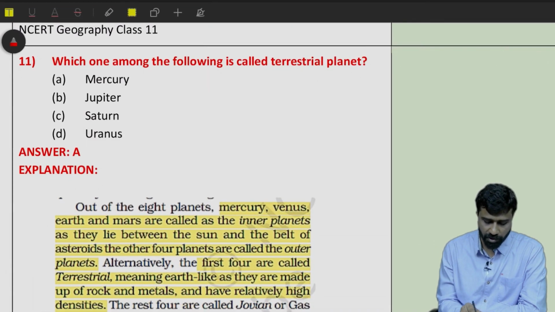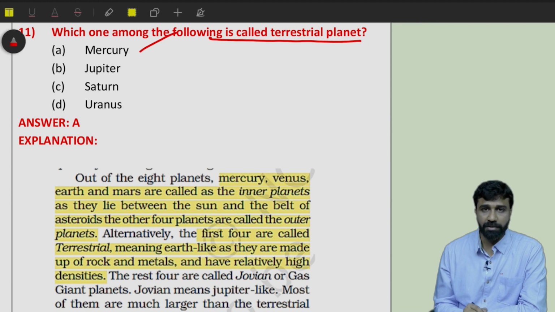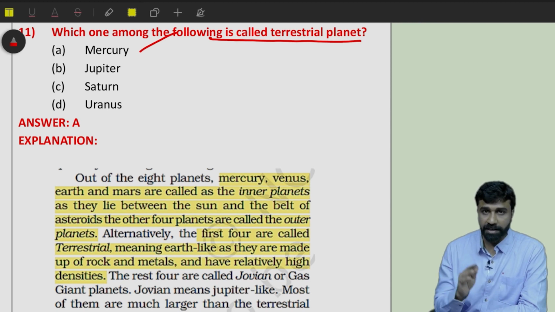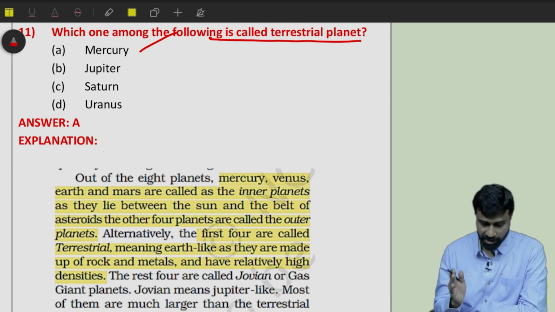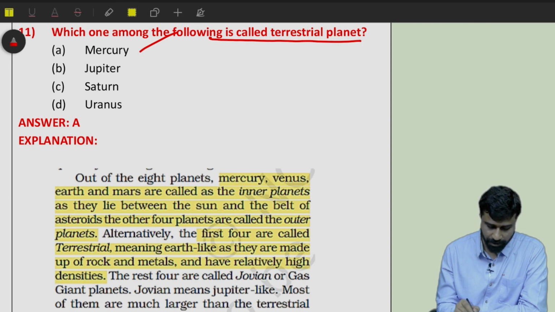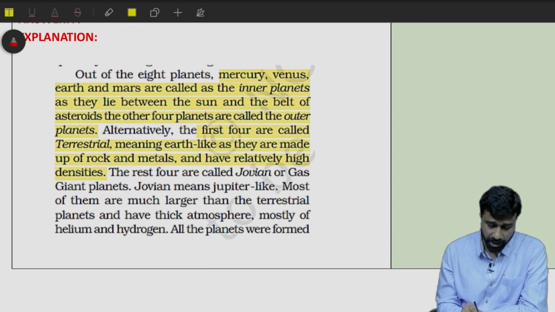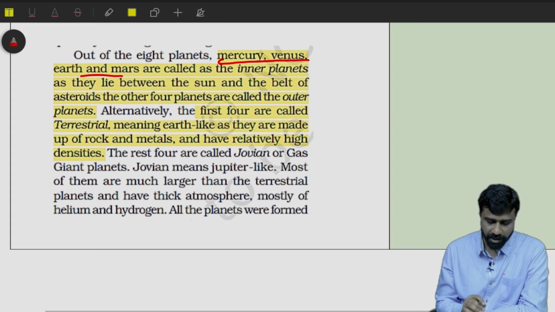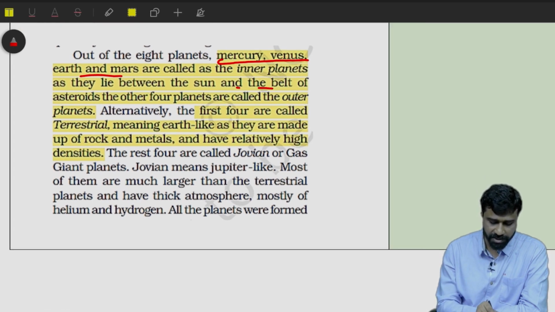Next, which one among the following is called terrestrial planet? Yes, definitely Mercury. Mercury, Venus, Earth, Mars, these are part of the terrestrial planets until the asteroid belt, which is located in between Mars and Jupiter. Until the asteroid belt, you have these terrestrial planets. And one of the 8 planets, that is Mercury, Venus, Earth, Mars, which are called inner planets, lie between the sun and the belt of the asteroid, right?